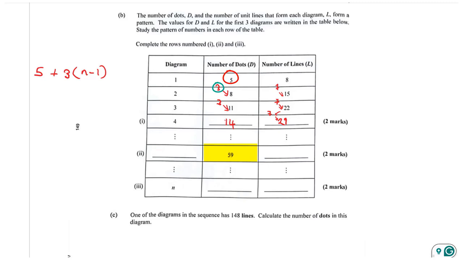So if we use this formula to test the number of dots, when n is 1, we're going to have 5 plus 3 times 1 minus 1, which is 0, and that is going to give us 5. When n is 2, we're going to get 5 plus 3 times 1, and that is going to give us 8. When n is 3, we're going to have 5 plus 3 times 3 minus 1, which is 2, and we're going to get 11.